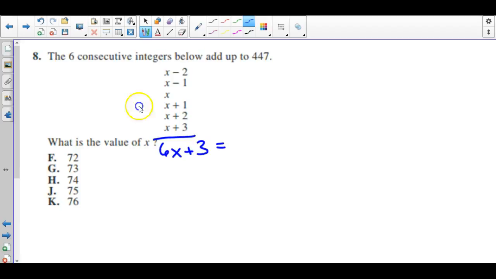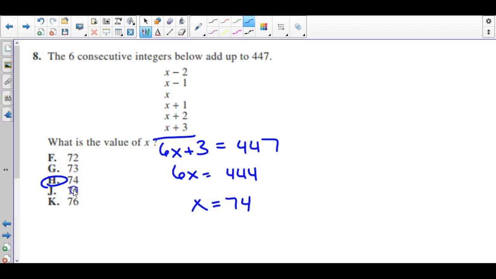And I know that the sum of all these values is 447. So I end up with just a linear equation. I'm going to subtract my 3, so 6x equals 444. Divide both sides by 6, so x is 74. The numbers that would be around it are these other ones that are listed, but 74 is the x value.